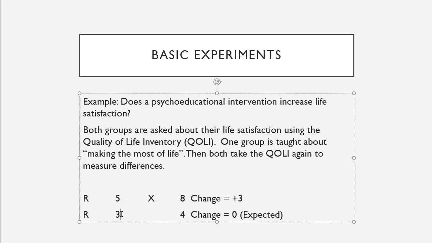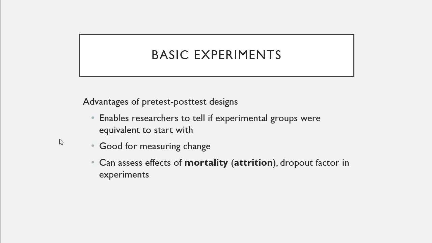Let's take a look, though, at another type of experimental consideration, and that's the advantages of the pre-test, post-test design. The advantage of the pre-test, post-test design is that we get to see if the experimental groups were equivalent to start with. At the very least, we're able to then determine what the significant differences are after we look at the final outcome. It's really good for measuring change, and what it can also assess is what we call mortality or attrition, which is dropout in the experiments.